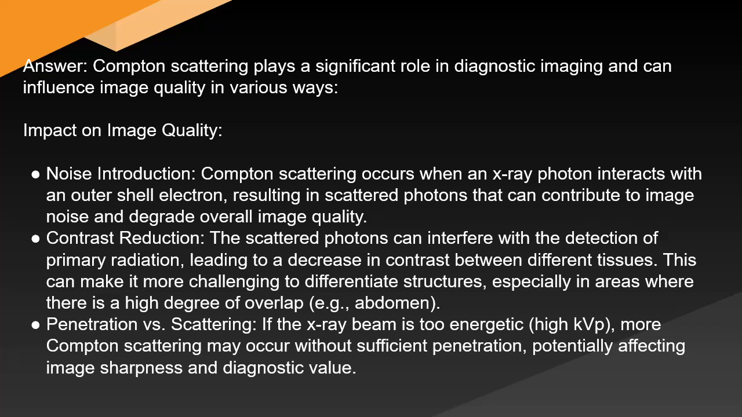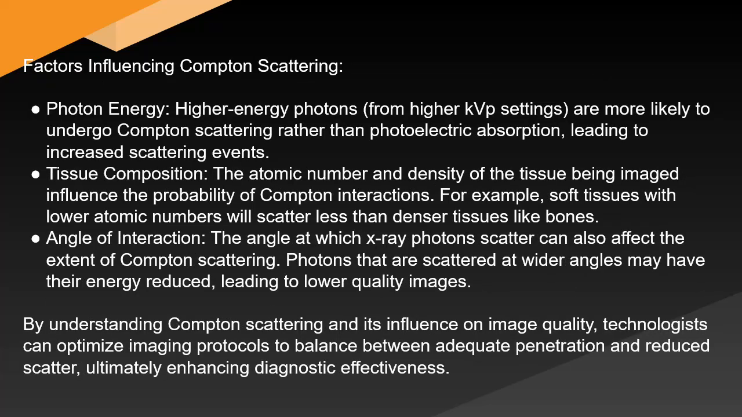Contrast reduction: The scattered photons can interfere with the detection of primary radiation, leading to a decrease in contrast between different tissues. This can make it more challenging to differentiate structures, especially in areas where there is a high degree of overlap, e.g., the abdomen. Penetration versus scattering: If the X-ray beam is too energetic (high kVp), more Compton scattering may occur without sufficient penetration, potentially affecting image sharpness and diagnostic value. Factors influencing Compton scattering.